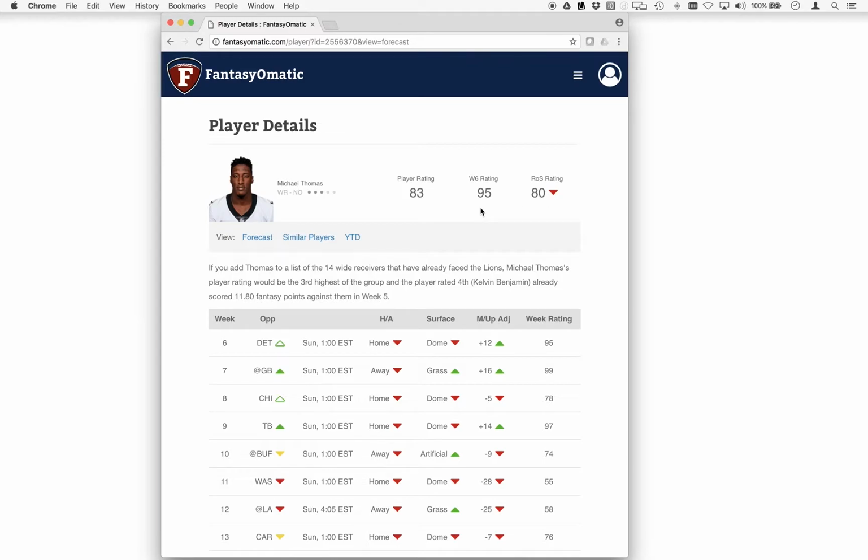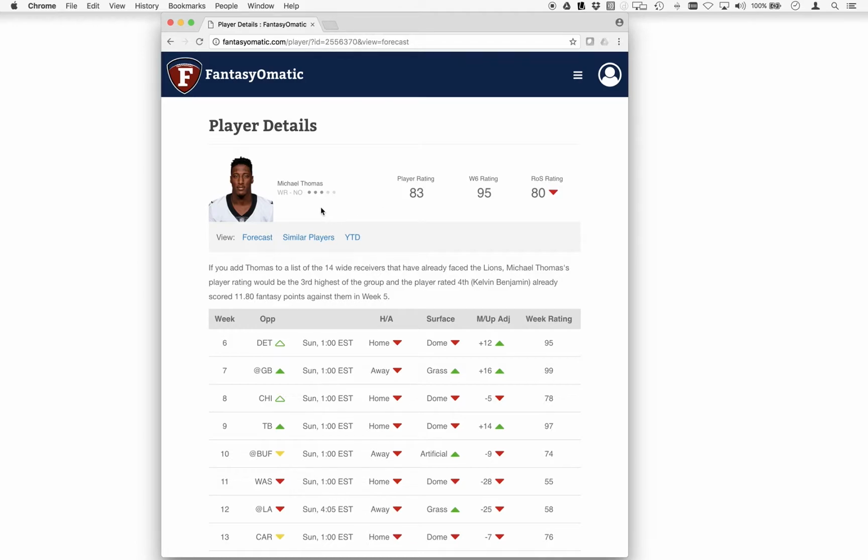But in the middle, you look at the weekly rating. So this indicates for the current week, in this case it happens to be week 6, we're expecting a 95 rating out of a player who in this case was normally an 83. This means that you can expect more, and in this case, a lot more than you've gotten in normal weeks from Michael Thomas throughout the season.